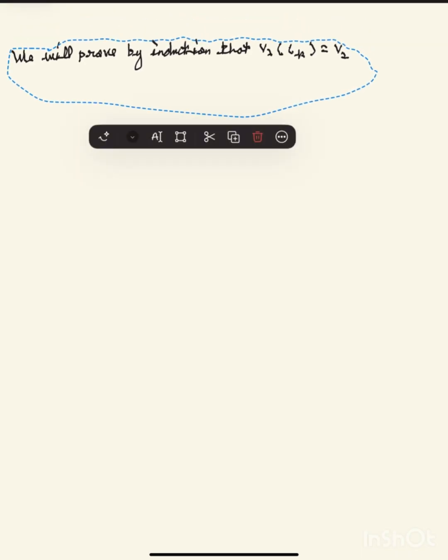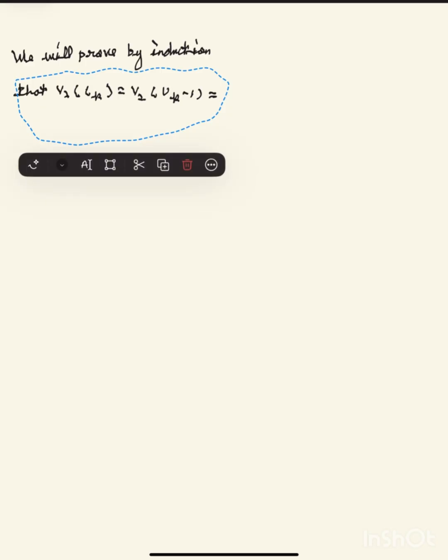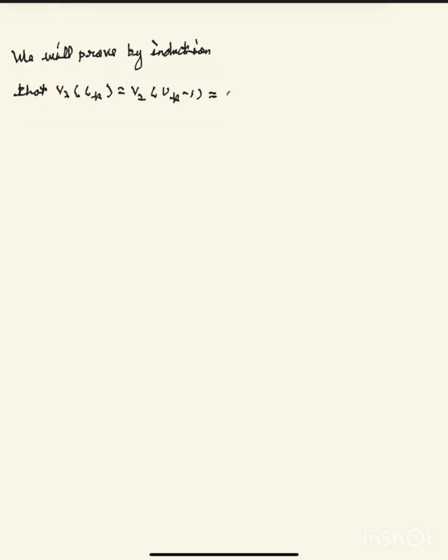Okay, and we will prove by induction that v2 of c_k is equal to v2 of u_k minus 1, which is equal to k plus 1.